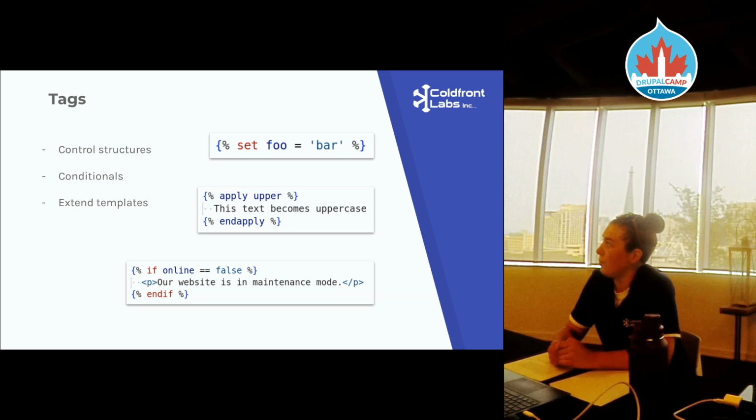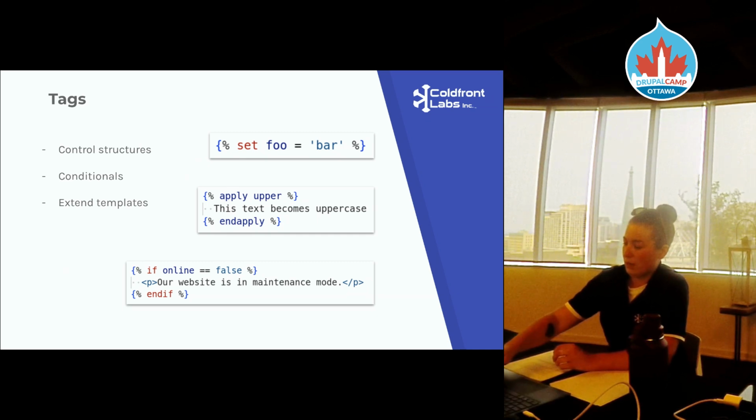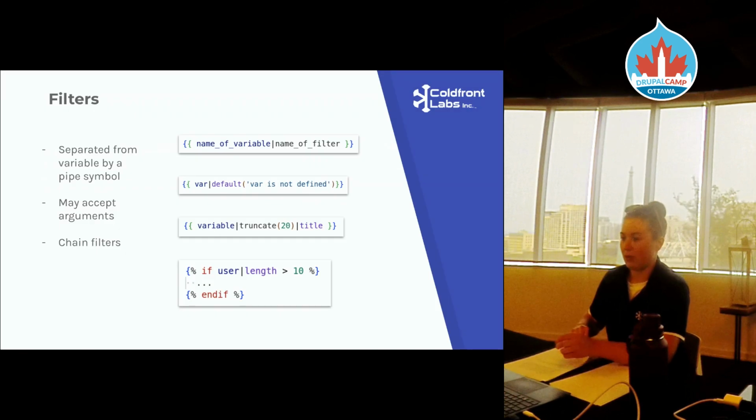There's some more used than others. A couple other popular ones are the with tag, which allows you to create an inner scope. Any variable set inside that scope won't be able to be used outside of it. And then the block tag. This is used in templates as a placeholder to let a template know that a child template is able to override that block. This will be used when we use embed, we'll talk about soon. So those are tags, and now we're going to go over filters.